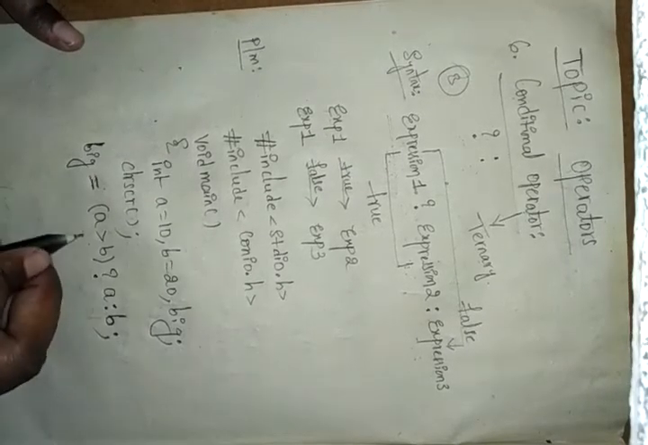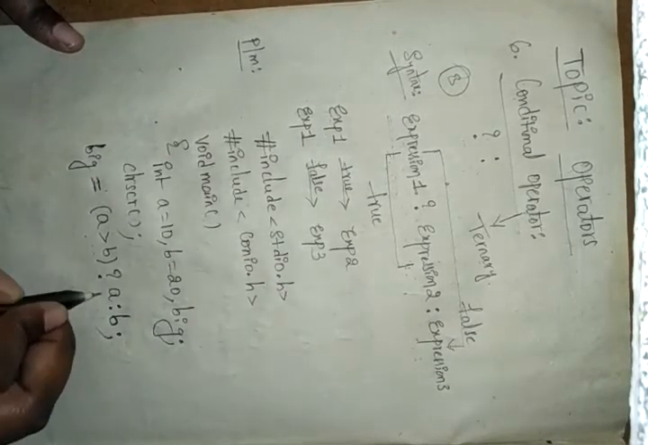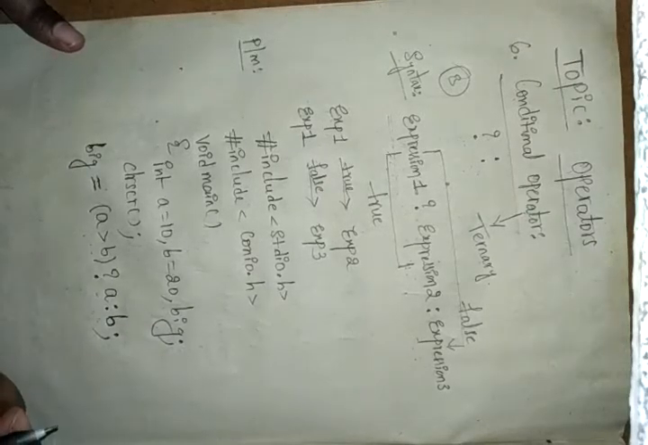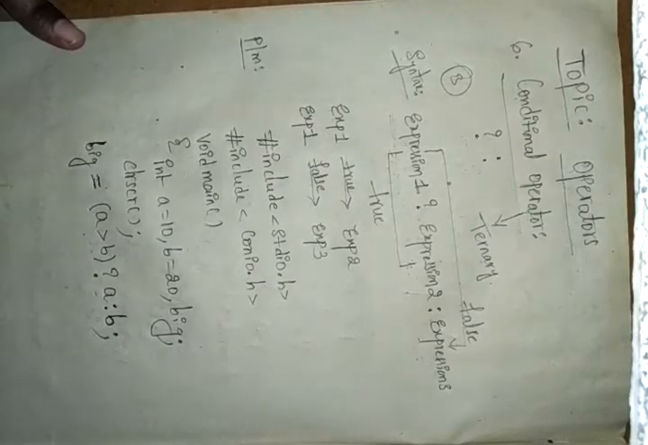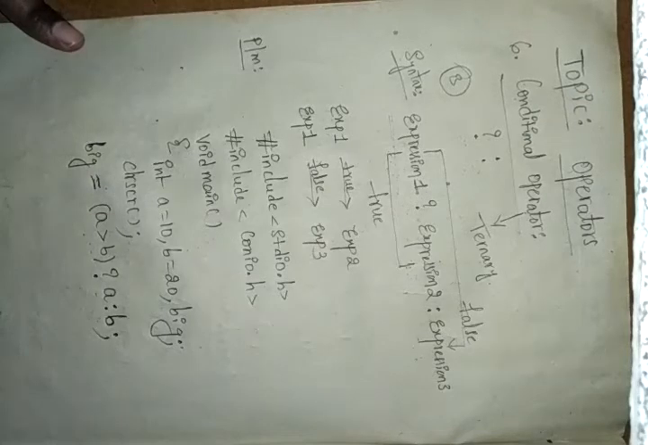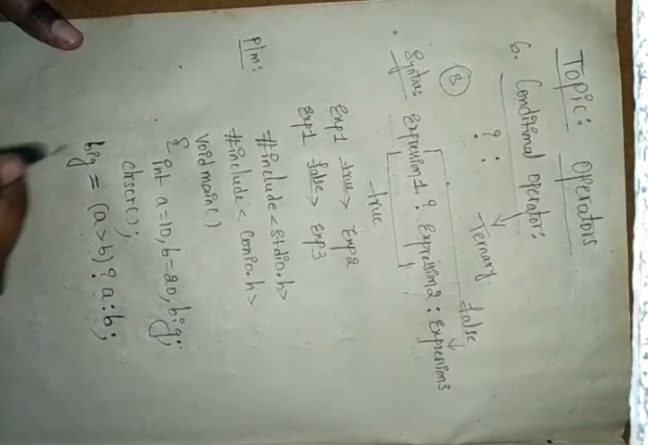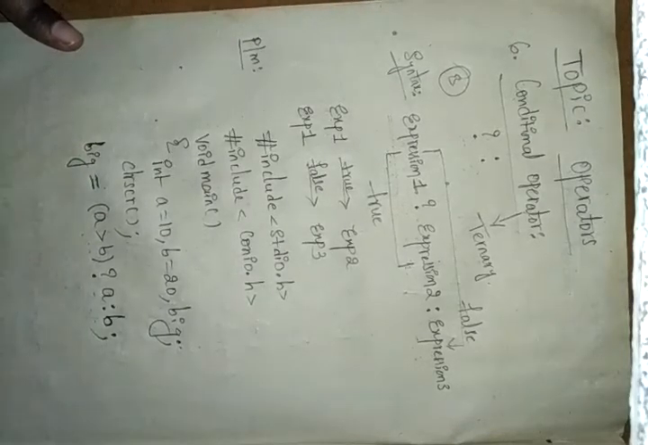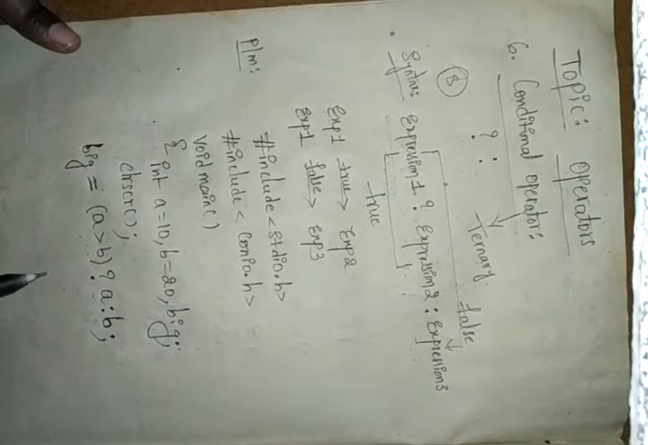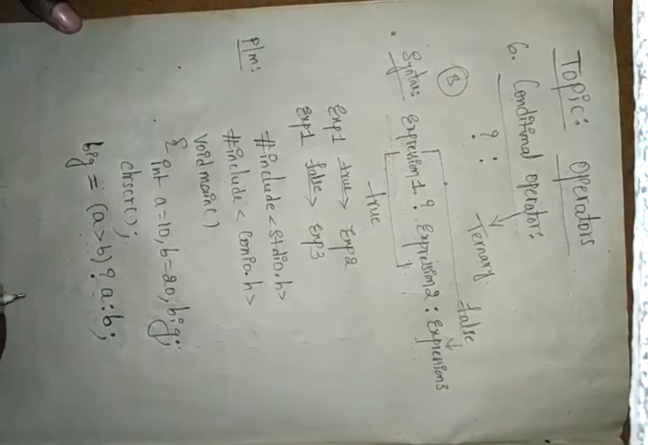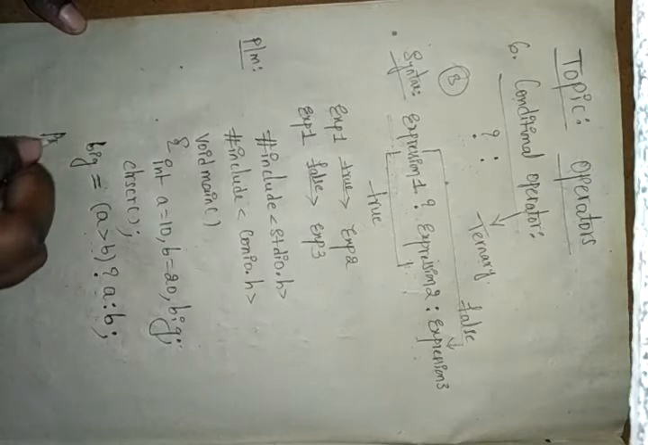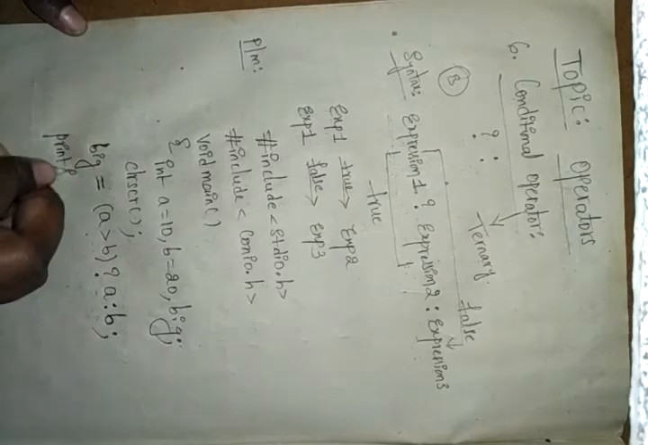Okay, this is expression 1, a means expression 2, b means expression 3. By these conditions only we are getting our output. This is the main statement in this program. Without this we cannot get any output. Once you have completed this, you can go with the printf.